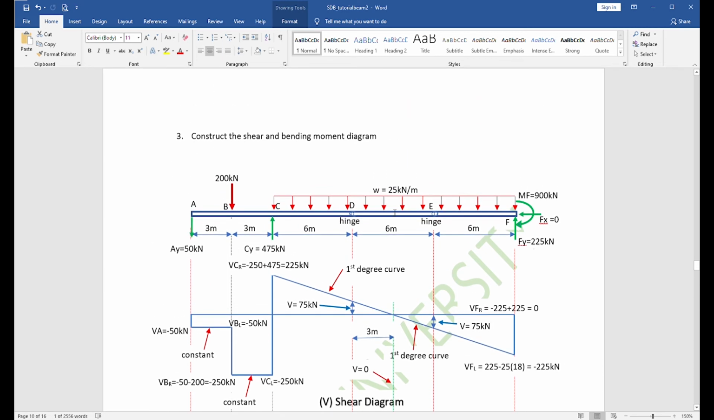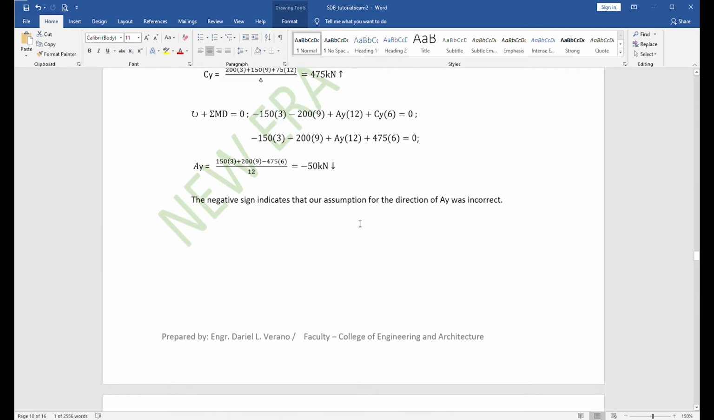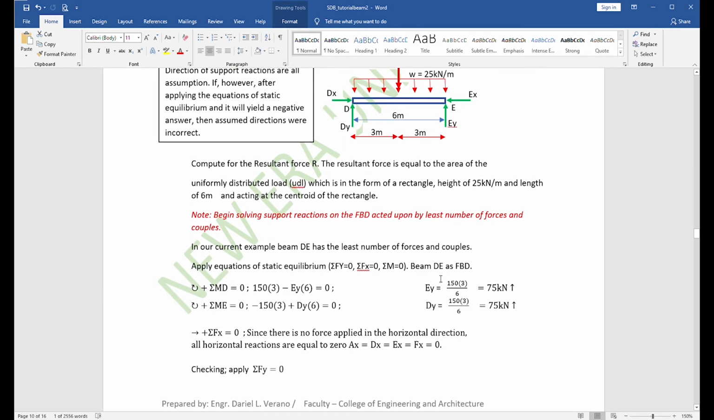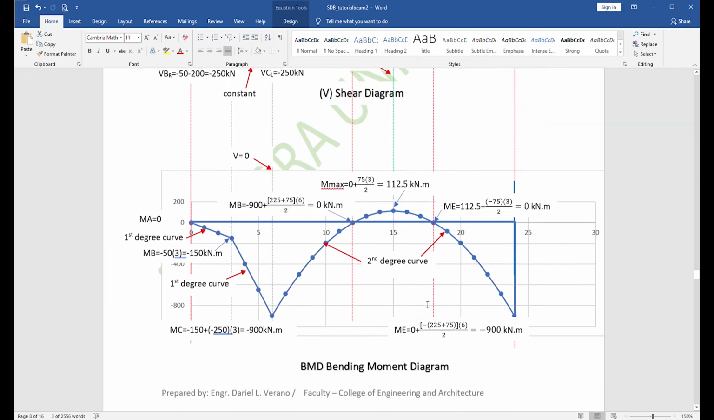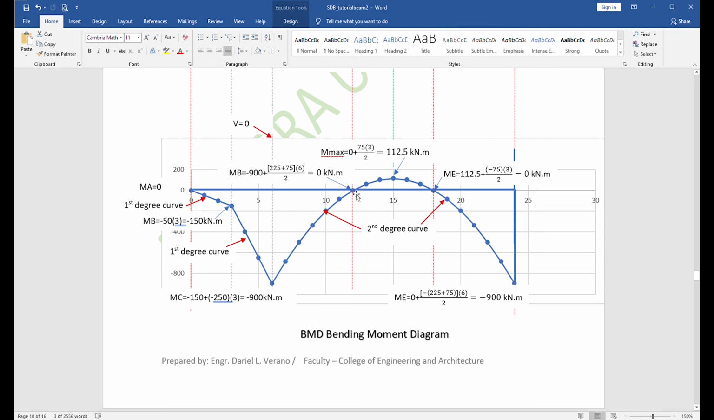So nabanggit ko na ito guys, kapag mayroon tayong internal connection, dapat 0 ang makuha nating moment dyan lagi. So that is one way of checking kung tama yung sagot natin. Bakit? Kasi nga, nag-apply tayo dyan ng summation moment is equal to 0. Kung natatandaan ninyo, dito pa lang, summation moment at point D is equal to 0. No? So we take advantage about the internal hinge connection na yan, na 0 ang moment. Kaya dapat sa bending moment diagram natin, 0 ang makukuha nating ordinate dito.